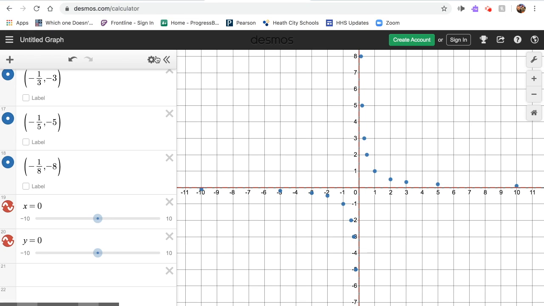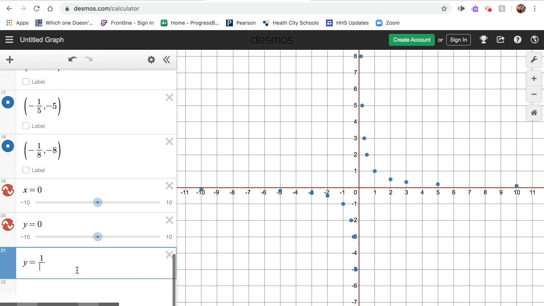And you can see as we go towards positive infinity in the x direction, it is approaching 0, and the same thing is happening as we approach negative infinity in the x direction. It is also approaching 0. If I wanted to go ahead and actually graph the function itself, y equals 1 over x, you can see it passing through all of those points that I have plotted. And this represents our parent function for our family of graphs.